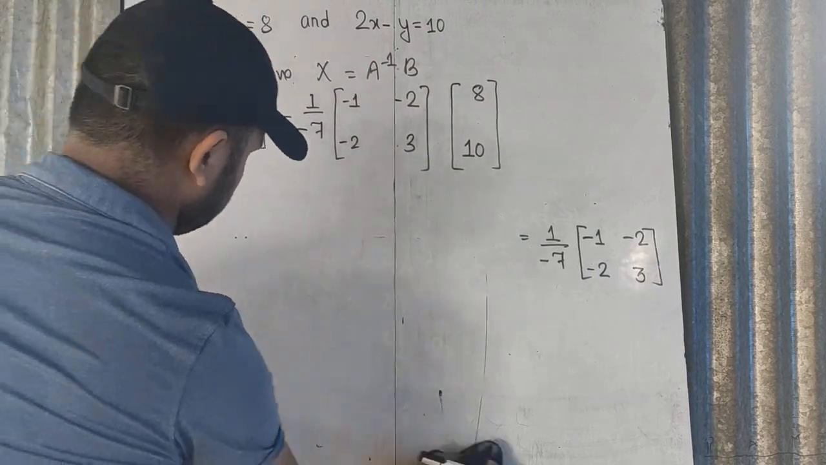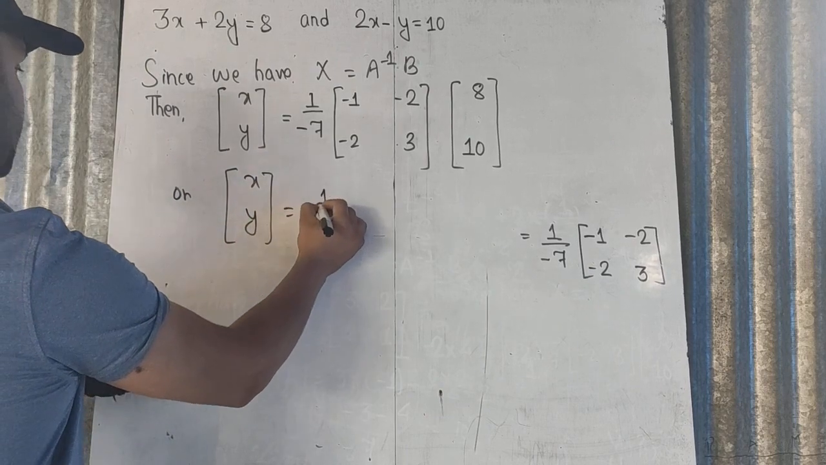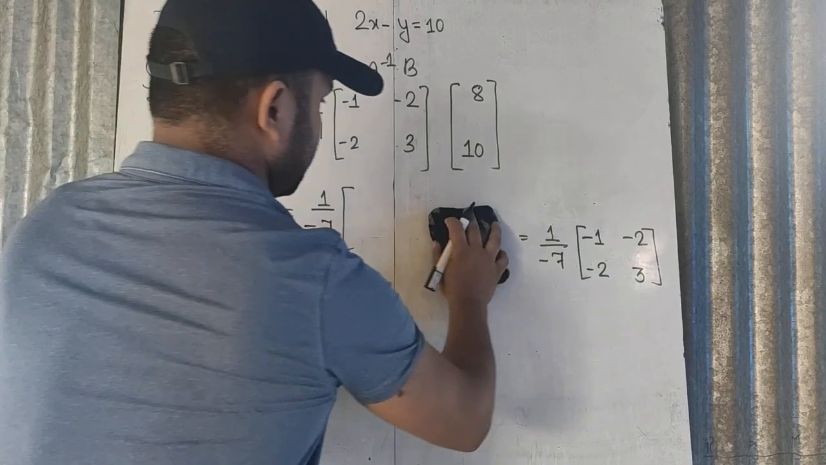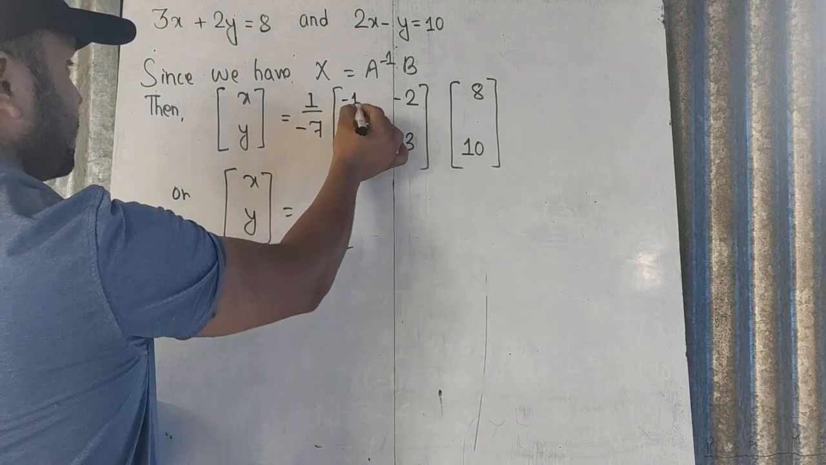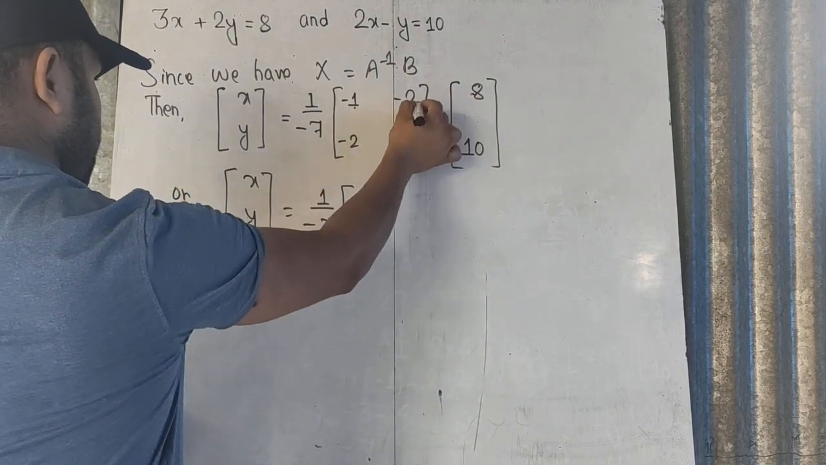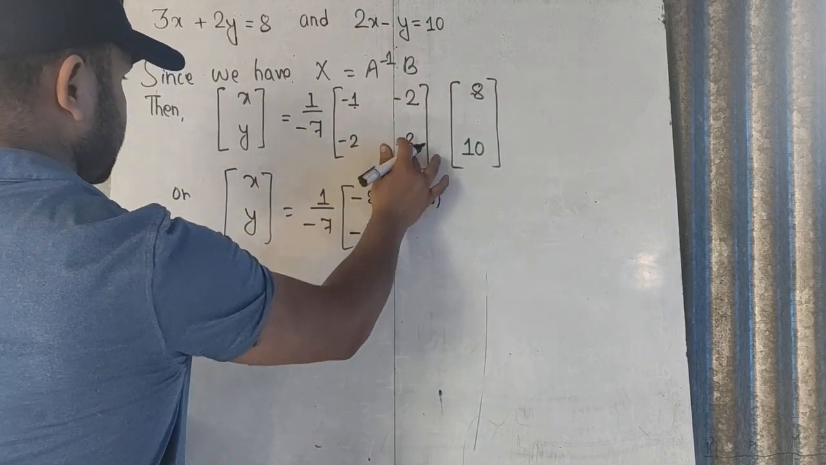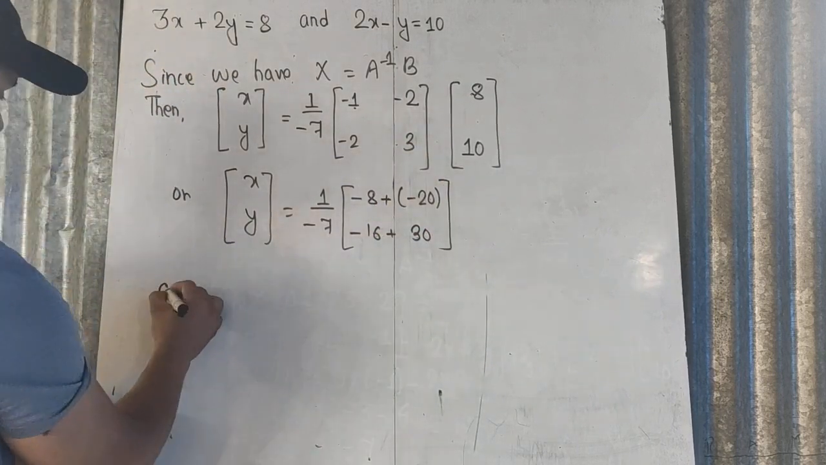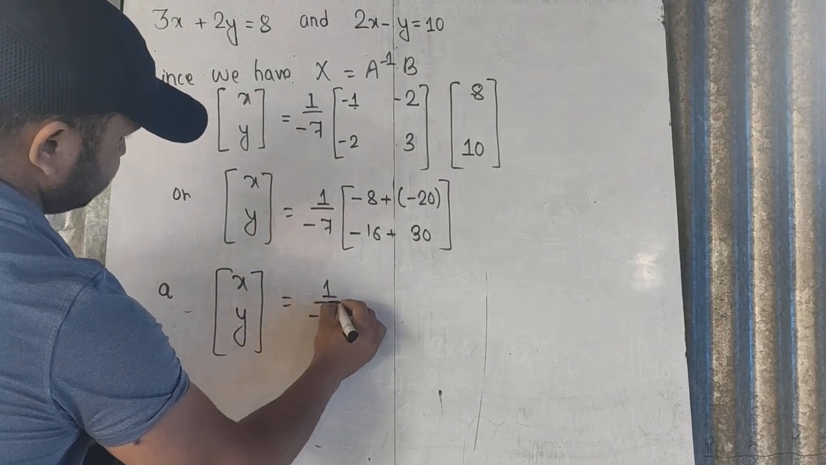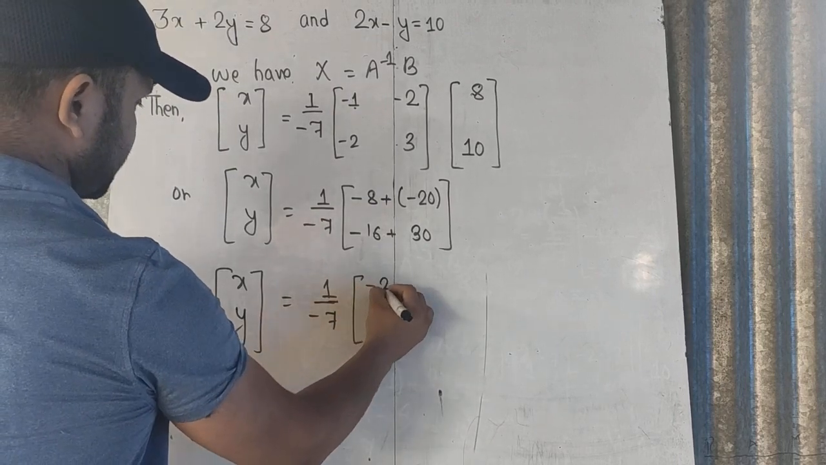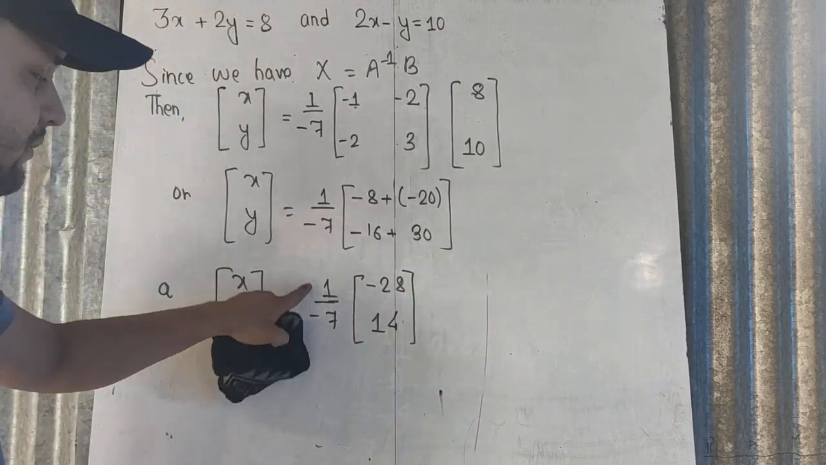Now here we go. x, y equals 1 by minus 7 times the matrices. First we multiply these elements, the way you know to multiply. Here minus 1 into 8 is minus 8, plus minus 2 into 10 is minus 20. Minus 2 into 8 is minus 16, plus 3 into 10 is 30. So x, y equals 1 by minus 7 times: minus 28, and 14. Now we multiply 1 by minus 7 into minus 28.